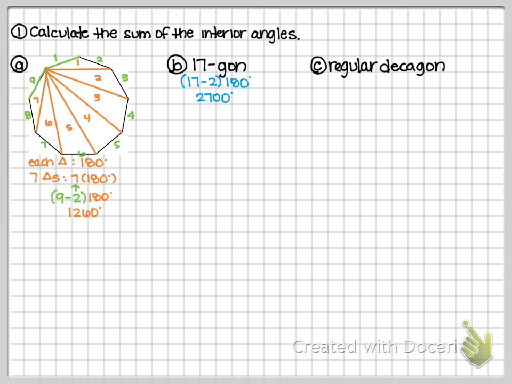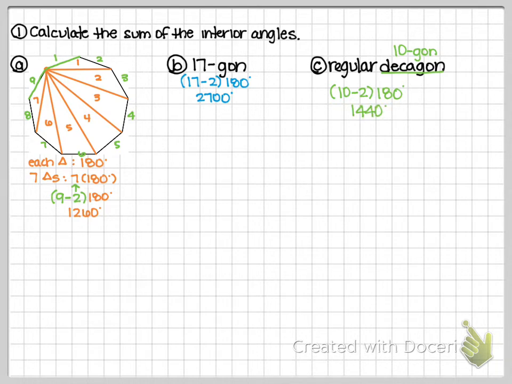Regular decagon. Okay, I wanted to take a look at this using the vocabulary idea. A decagon is a 10-sided polygon. So this is a 10-gon. Now that we know that it has 10 sides, we can go ahead and use the same idea. So 10 minus the 2 corners you don't connect to, because they don't make a triangle, they're just straight line segments. And then we would take our 8 times 180, and that's going to give us 1,440 degrees.